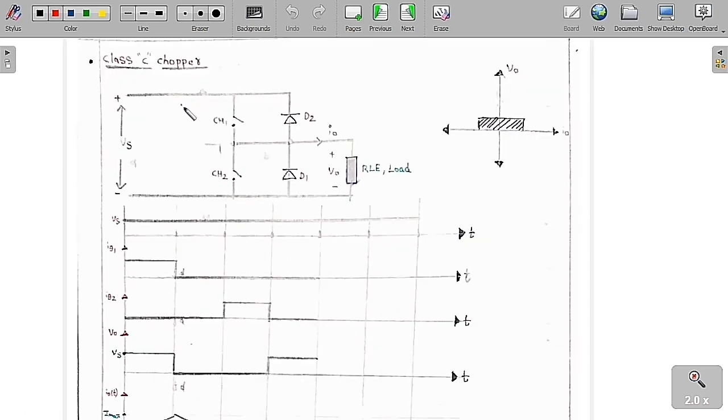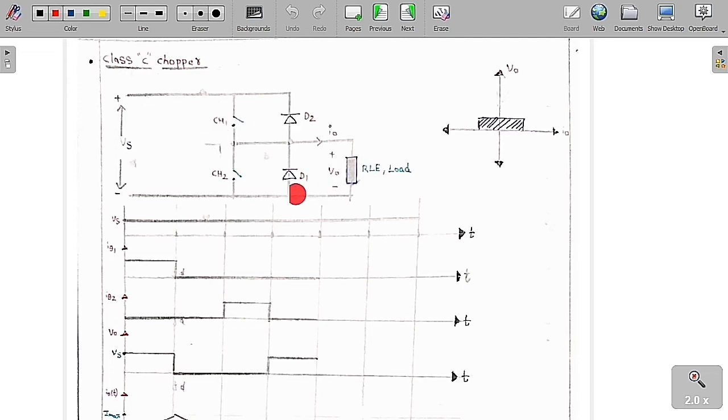So we have discussed the class A chopper and the class B chopper. Class A chopper lies in the first coordinate. Class B chopper lies in the second coordinate. Whereas the class C chopper lies in both the first coordinate and the second coordinate. The combination of the first coordinate and second coordinate is called the class C chopper. So now we are going to discuss the class C chopper.